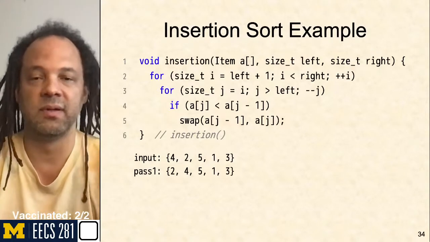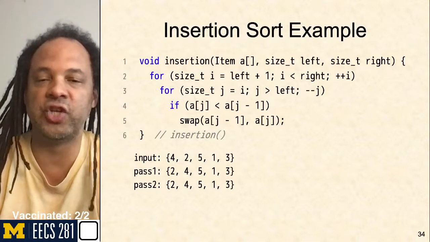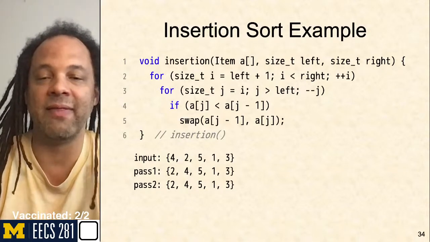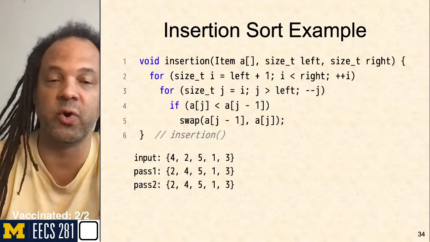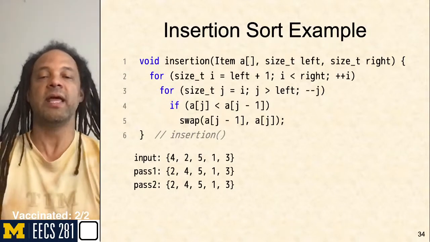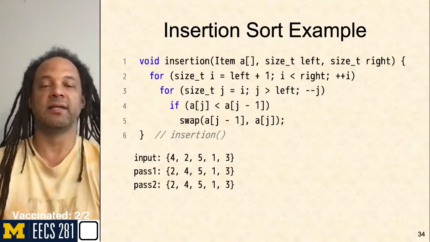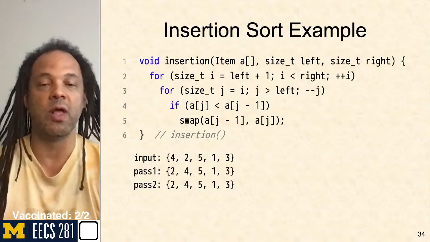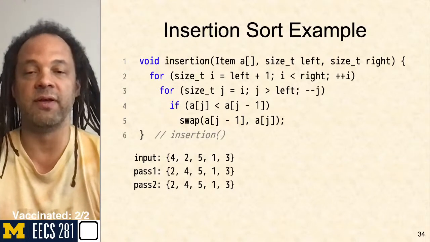Next pass. So nothing has changed after pass 2. We still have 2, 4, 5, 1, and 3, but now the algorithm thinks 2, 4, and 5 are all sorted, and it only has to work on 1 and 3. The next insertion that needs to be done is, where does 1 belong? Does it stay after the 5? Does it go between the 4 and the 5? Does it go between the 2 and the 4? Or should it be put in front of the 2?